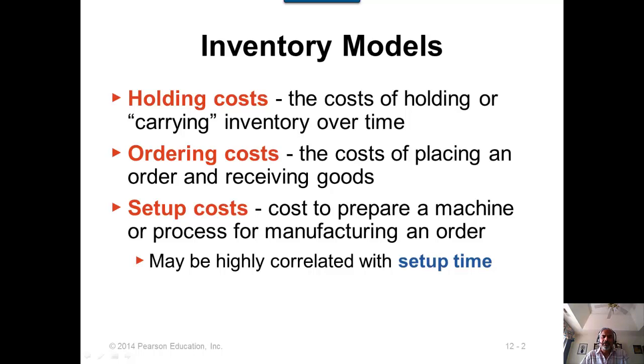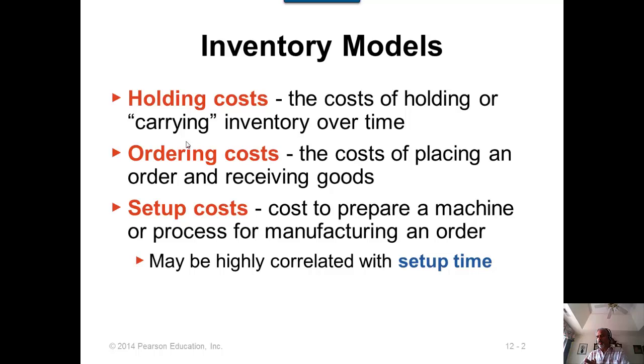Now let's look at the costs involved in developing inventory models. There are actually 4 different costs that you can think of. One is holding cost. The holding cost relates to the cost involved in keeping inventory in stock. The second cost is the cost of ordering or placing orders, and a corresponding cost in a manufacturing environment would be setup cost. So ordering cost and setup cost are kind of related.